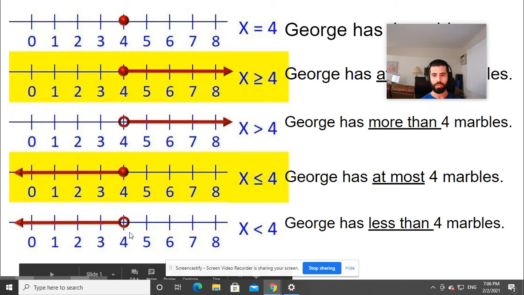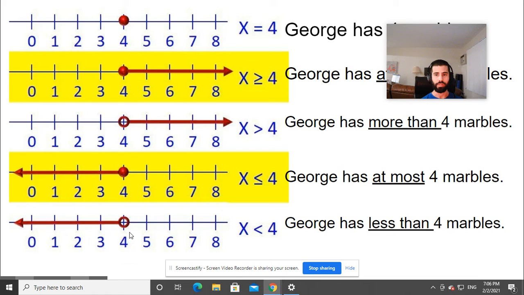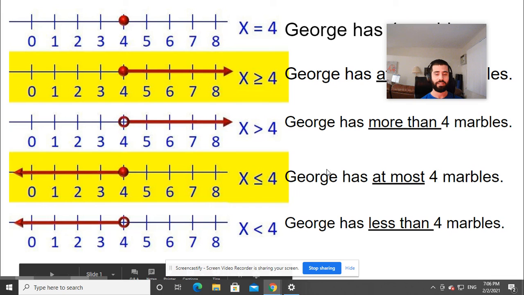If someone goes up to you and they say, I have less than 5 pieces of candy, and they actually have 5, then I would tell them, man, you're lying to me. You actually have 5. You don't have less than 5, you have exactly 5. But if they said I have at most 5 pieces of candy, and they had 5, then that's true.